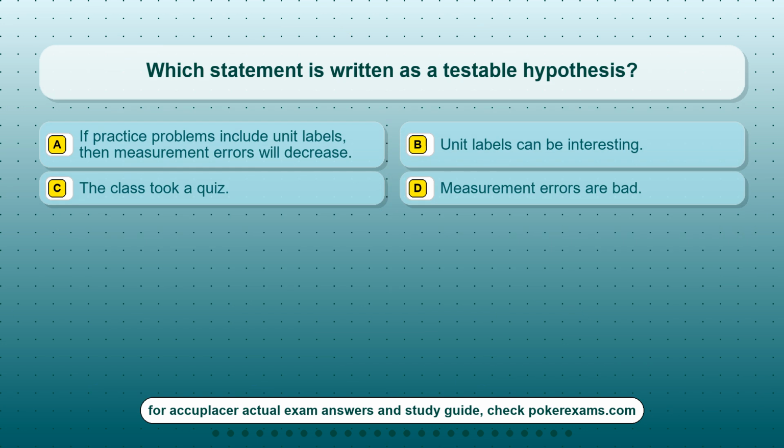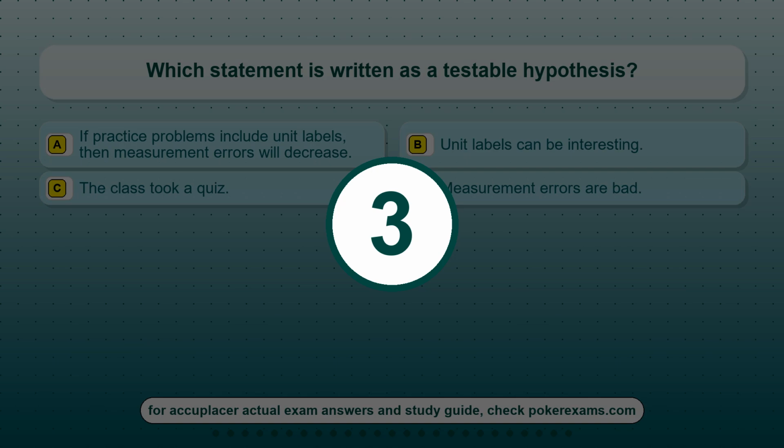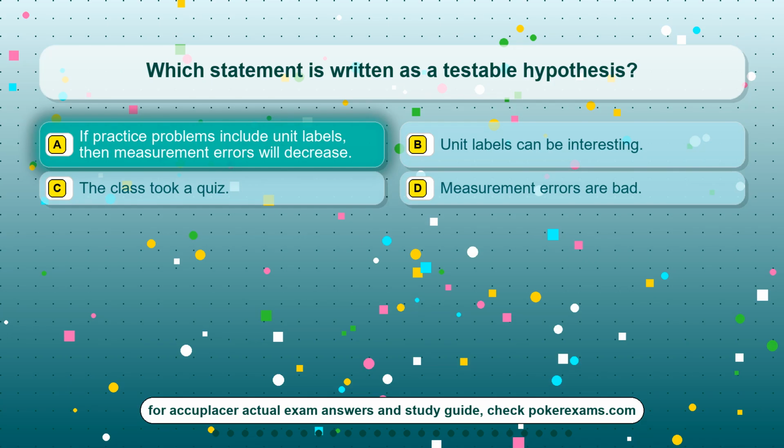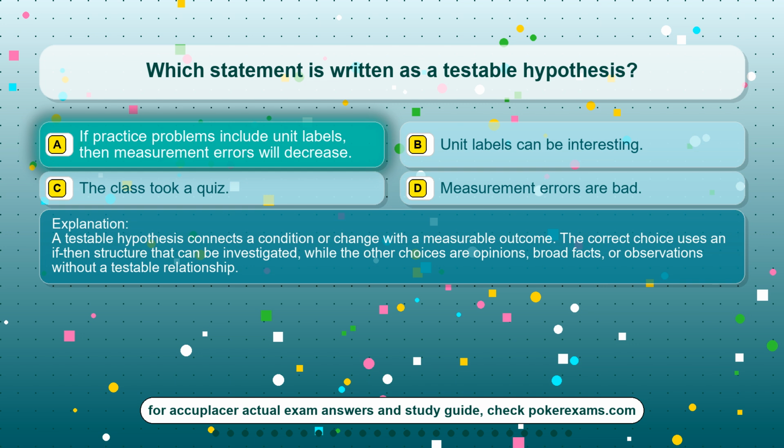Question 12. Which statement is written as a testable hypothesis? Option A. If practice problems include unit labels, then measurement errors will decrease. Option B. Unit labels can be interesting. Option C. The class took a quiz. Option D. Measurement errors are bad. The correct answer is option A. If practice problems include unit labels, then measurement errors will decrease. A testable hypothesis connects a condition or change with a measurable outcome. The correct choice uses an if-then structure that can be investigated, while the other choices are opinions, broad facts, or observations without a testable relationship.